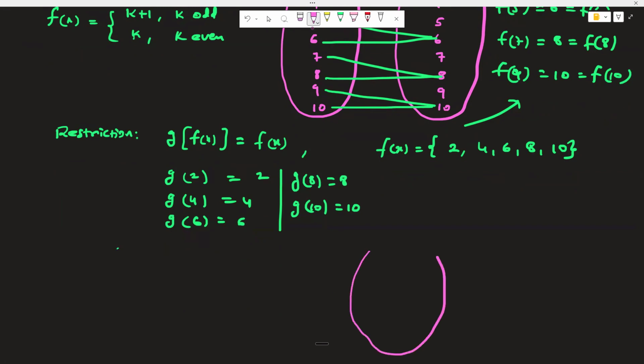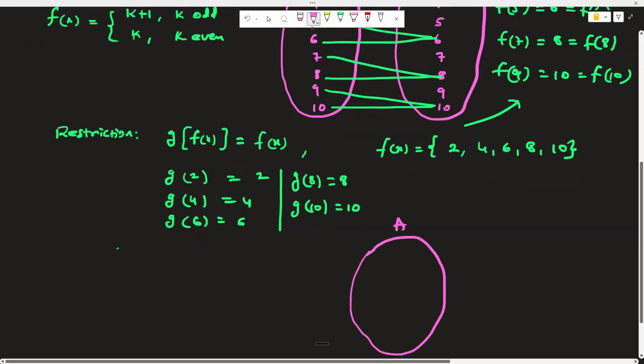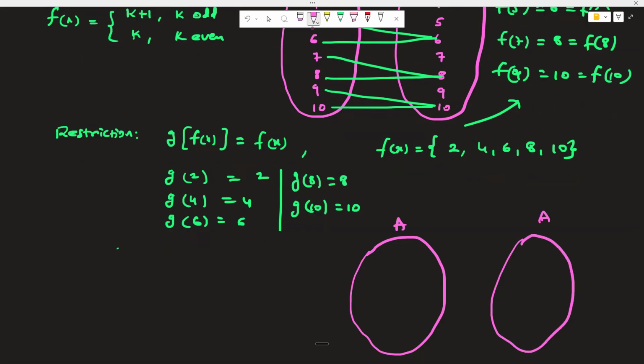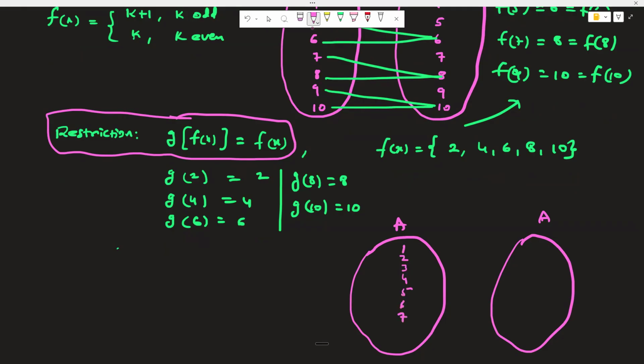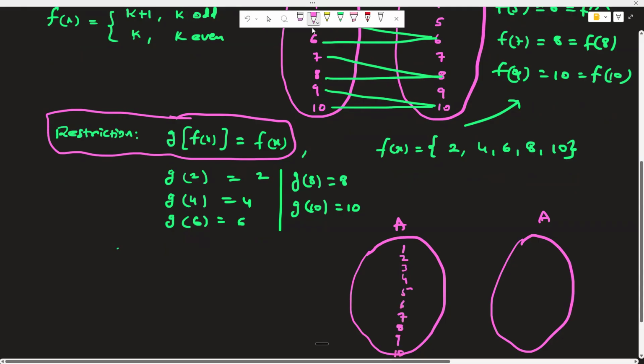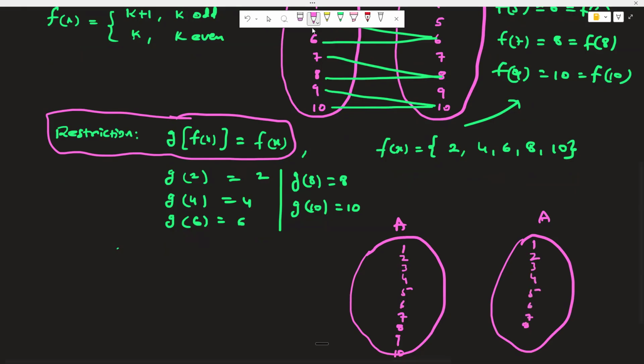G is also defined as A to A. Remember, this is a restriction. Okay, this is a restriction. 1, 2, 3, 4, 5, 6, 7, 8, 9, and 10.